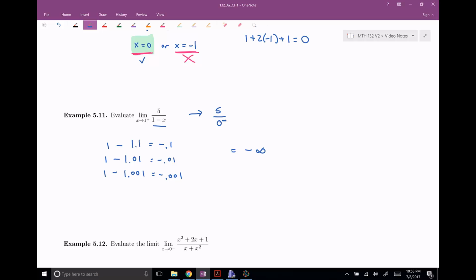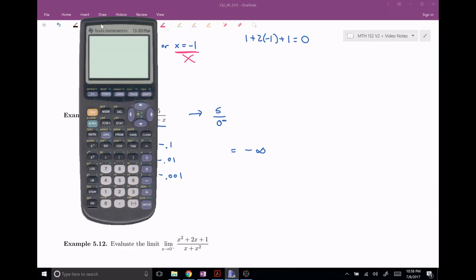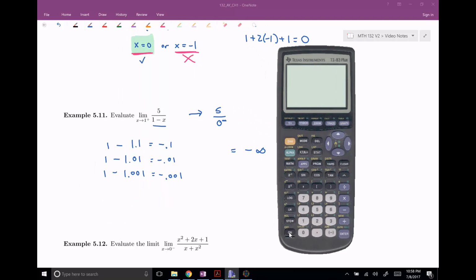Let me try to convince you really quick that this is indeed the case, and I'm going to cheat here for a second and pull out my calculator. I know you don't get a calculator, but just for the purposes of understanding, let's go ahead and pull out our calculator here. All right, so if I take 5 and I divide it by, let's do parentheses, 1 minus 1.1, something like that, and I hit equals, we get negative 50. If I do the same thing, and do 1.01, plug that in, we get negative 500.